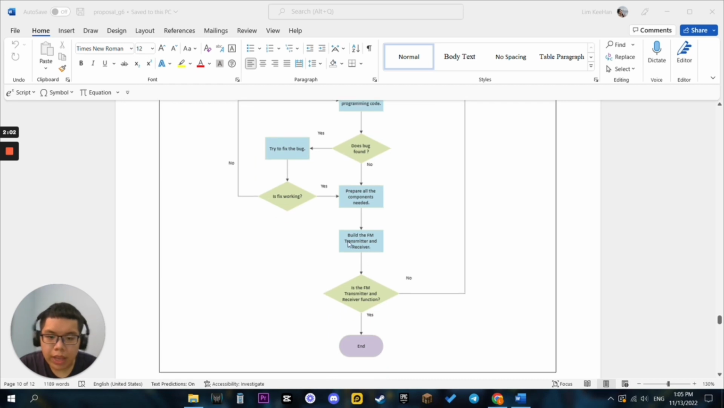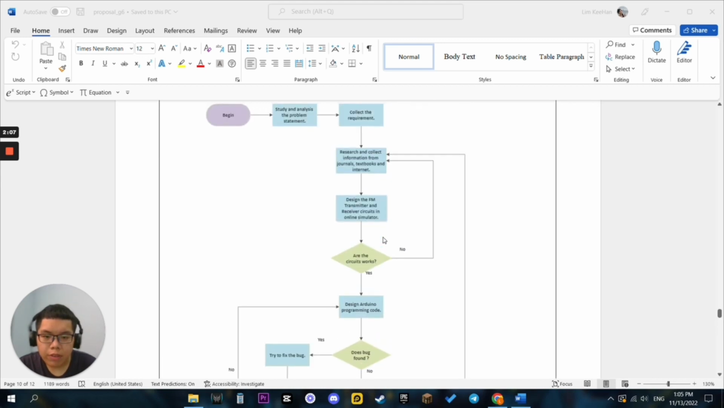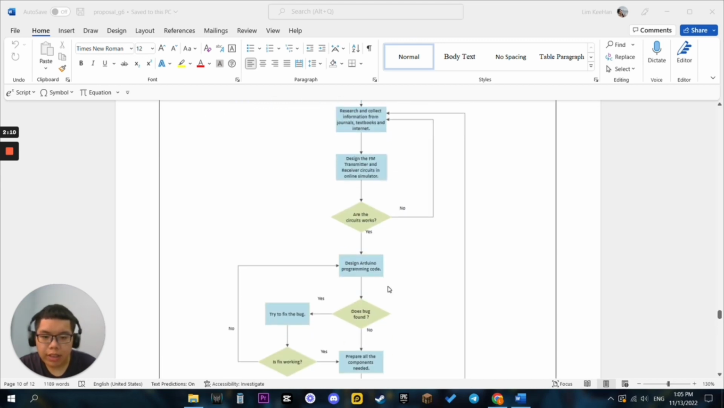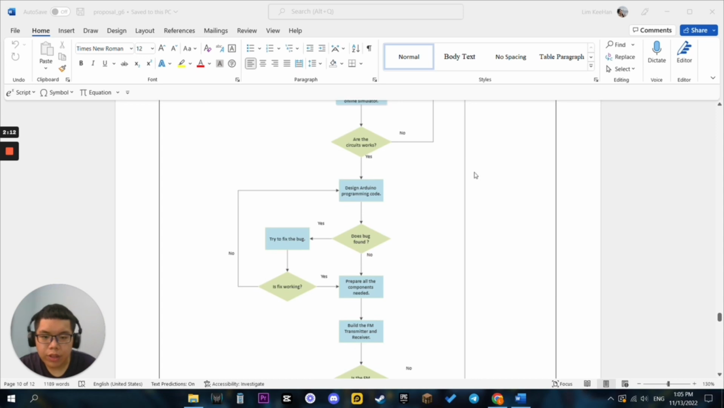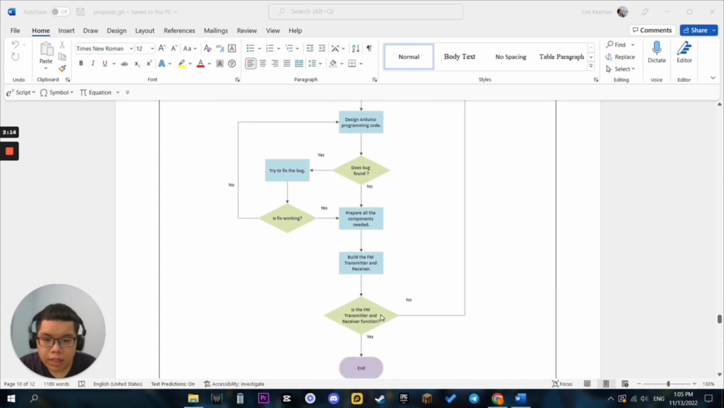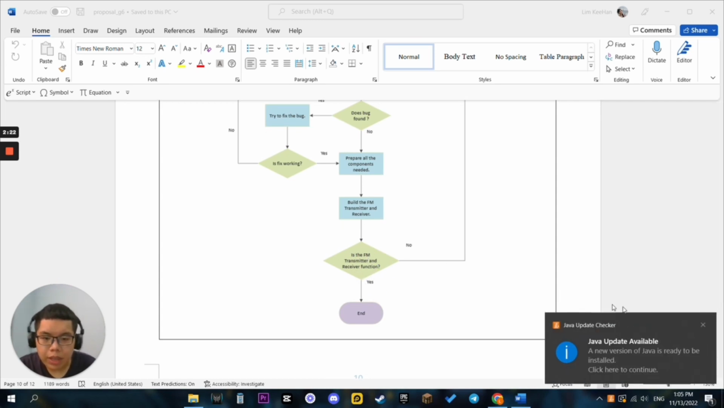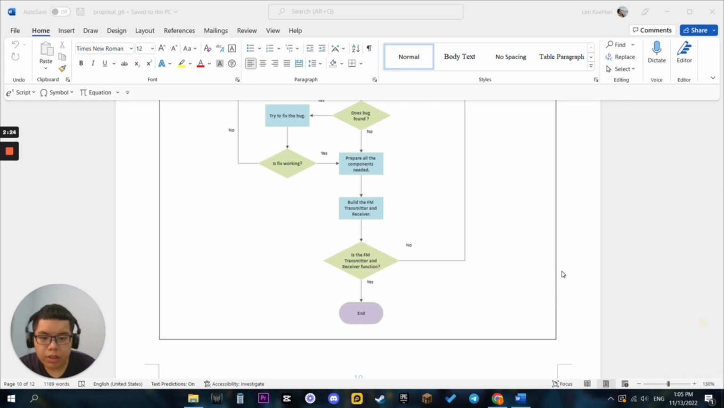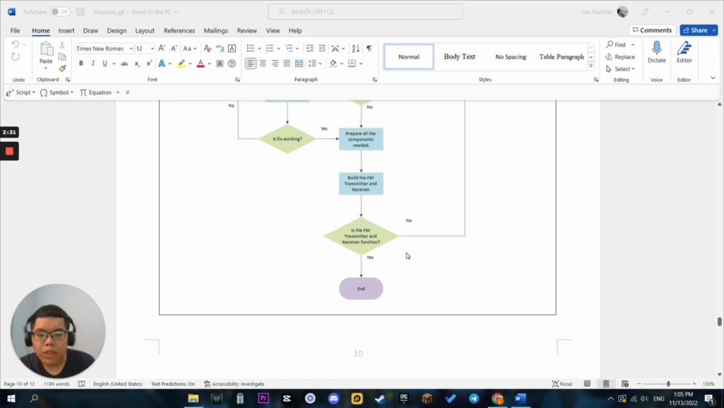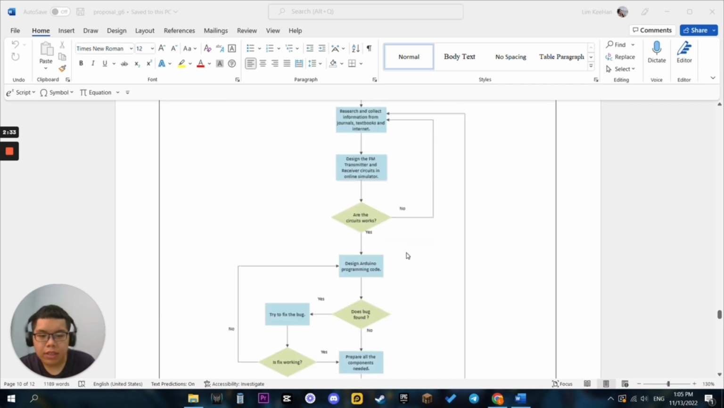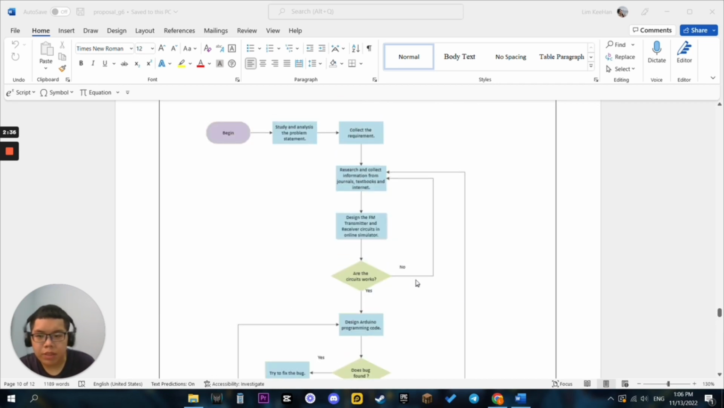So lastly, we can build the FM transmitter and receiver, followed by our design circuit and our Arduino coding that will work. And lastly, we need to test out the hardware. Can it function well? If yes, then we have completed the project and solved the problem statement. If no, we need to redesign and see which part we have made a mistake.